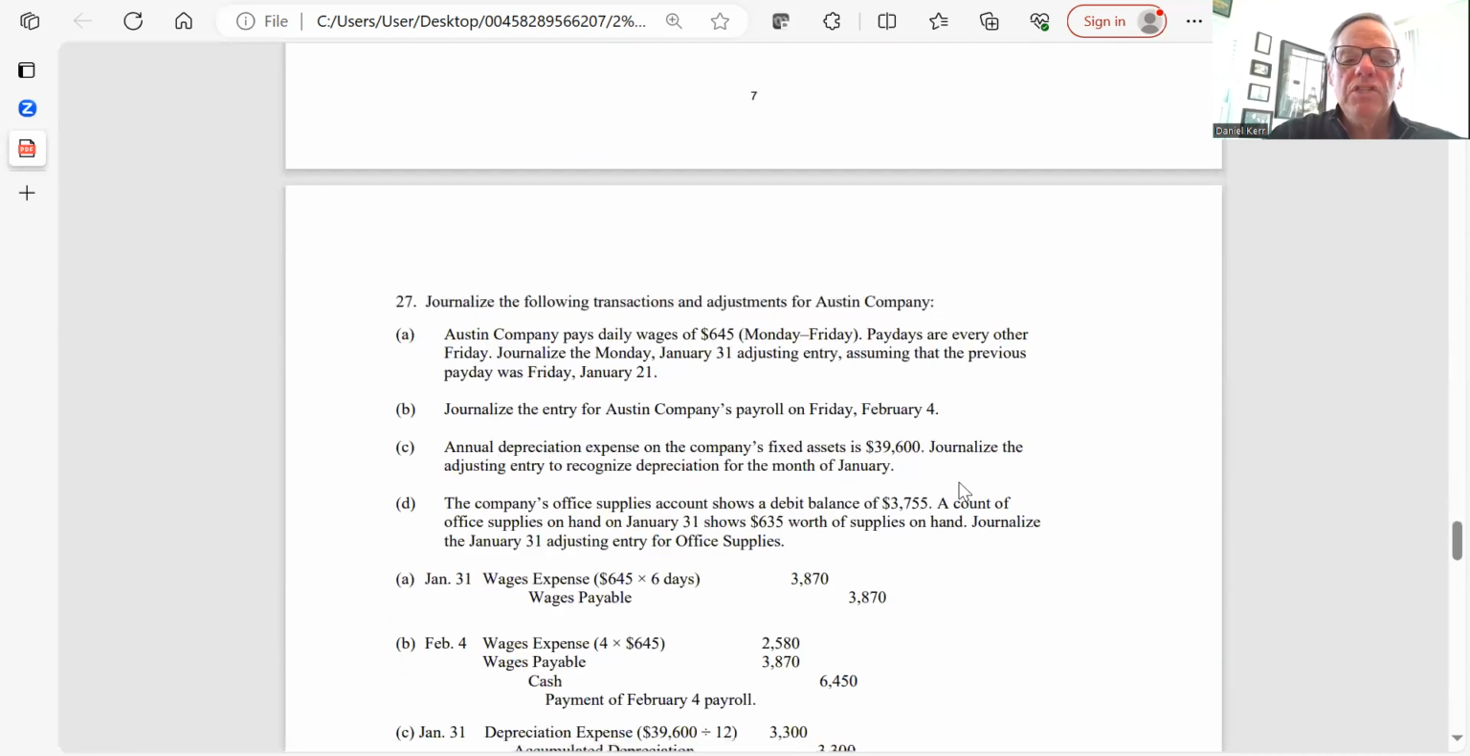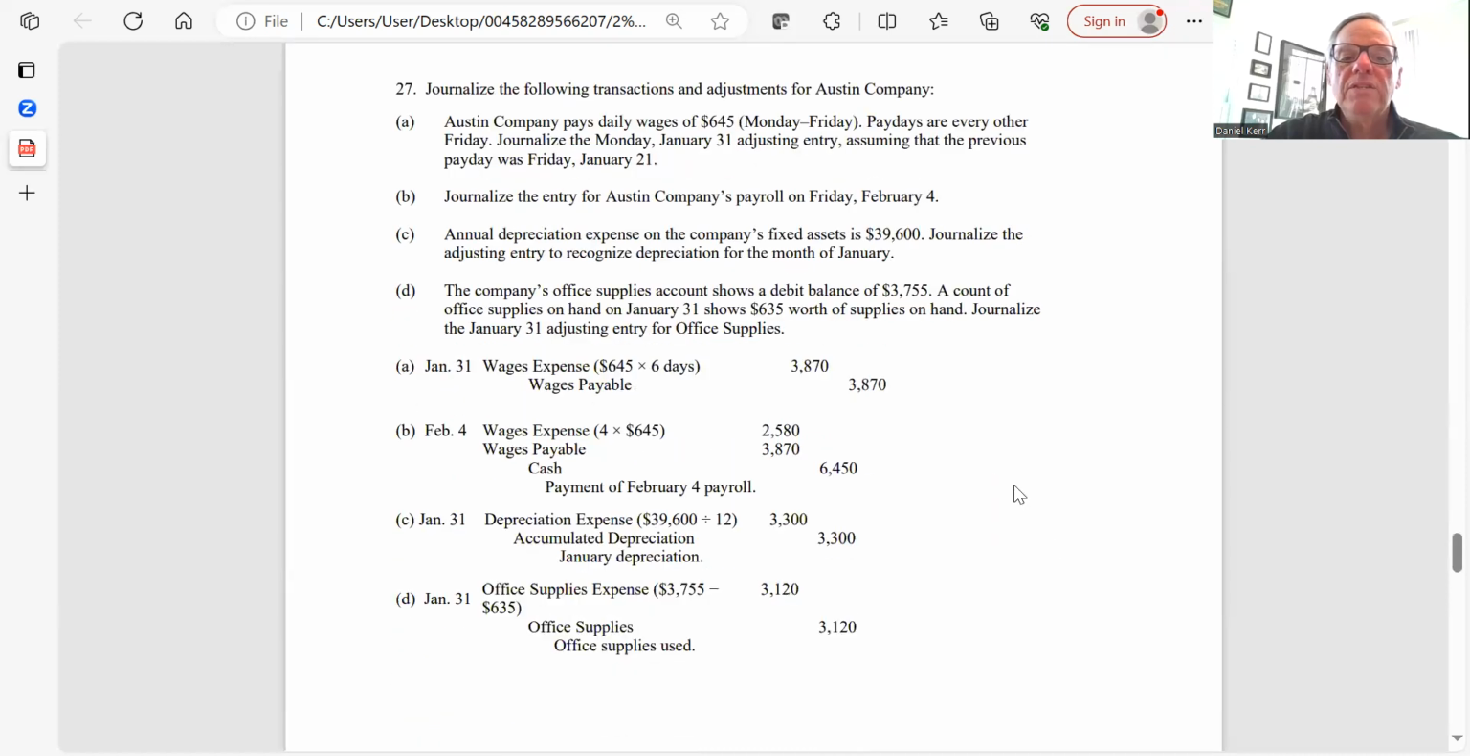27, here's where you had to do the adjusting entries. So the first one was the adjusting entry for accrued salaries. They told us that it was a 10-day work week, and you have to figure out the amount of salaries per day, which was $645 per day. Based on when the period ended, you've actually got 6 days in there. So it's 6 days times 645, a debit to wages expense and a credit to wages payable.